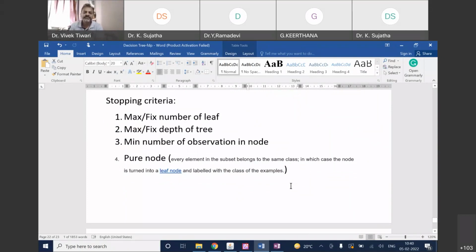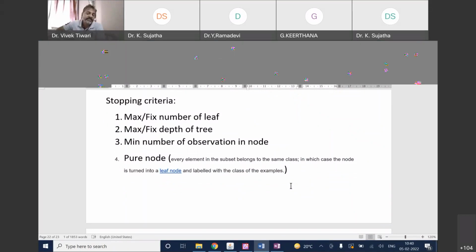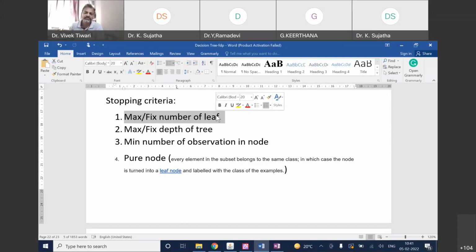Last but not the least, a very important thing I was going to cover is the stopping criteria process. Sometimes we don't want to grow a huge or large tree. Tomorrow's class I will cover why. You can define at the starting the max number of leaf nodes. That is a criterion you have made.